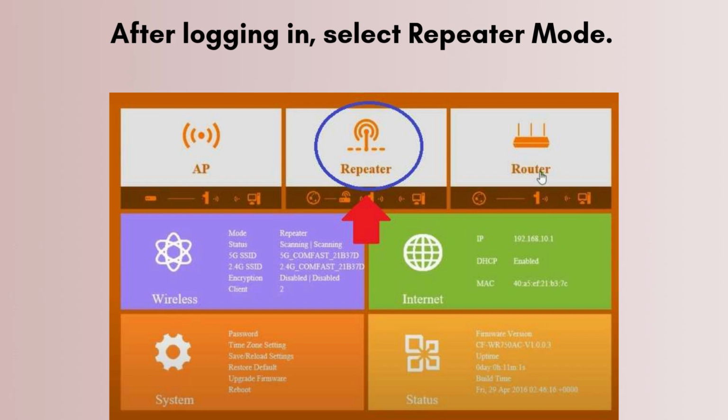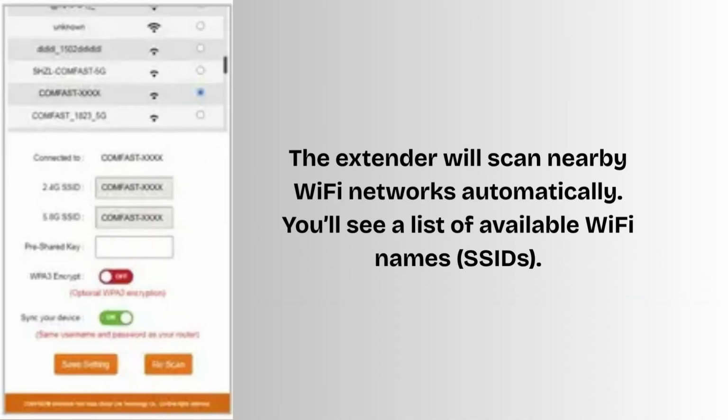After login, you will see different operation modes. Choose Repeater Mode or Range Extender Mode. This mode allows the repeater to capture your existing Wi-Fi signal and rebroadcast it to extend coverage. Click Next. The repeater will now scan for nearby Wi-Fi networks. Click Scan. A list of Wi-Fi networks will appear.